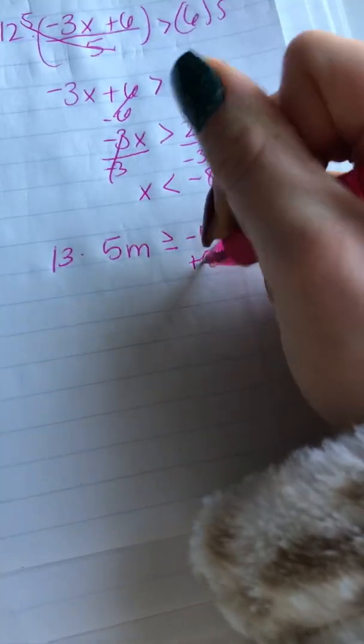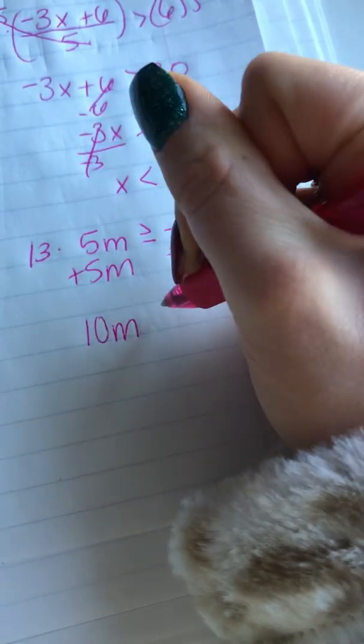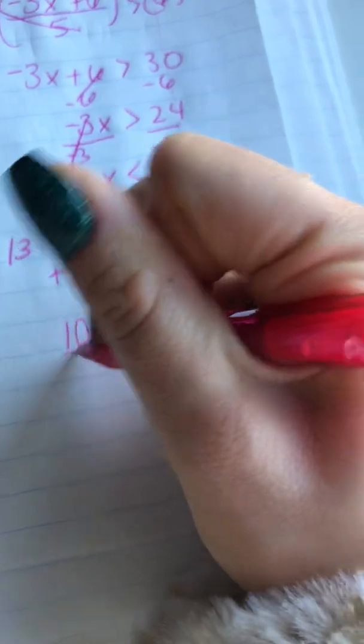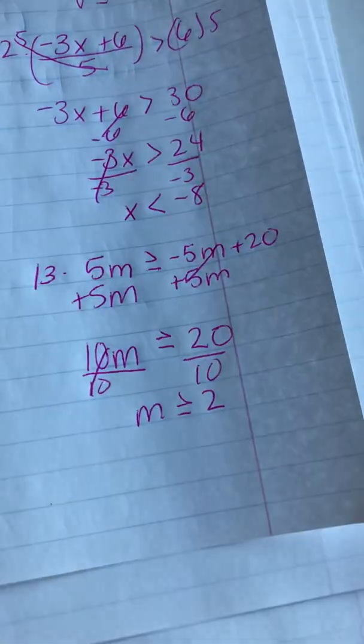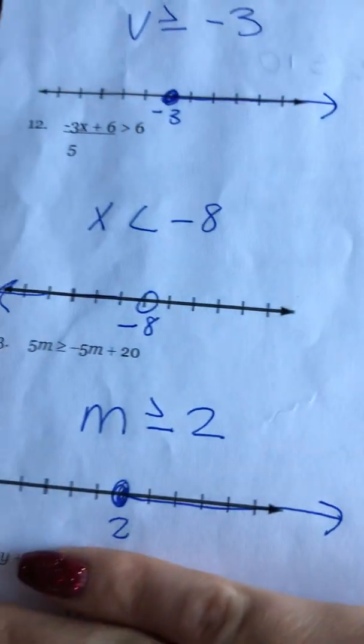All right, number 13. I have 5m is greater than or equal to -5m plus 20. I want all my m's on one side, so I'm going to add 5m to both sides. 5m's plus 5m's is 10m's, and that's greater than or equal to 20. I need to divide both sides by 10 to get m all alone, so you get m is greater than or equal to 2. So when you go to graph this, it'll be a closed circle on 2 going to the right.